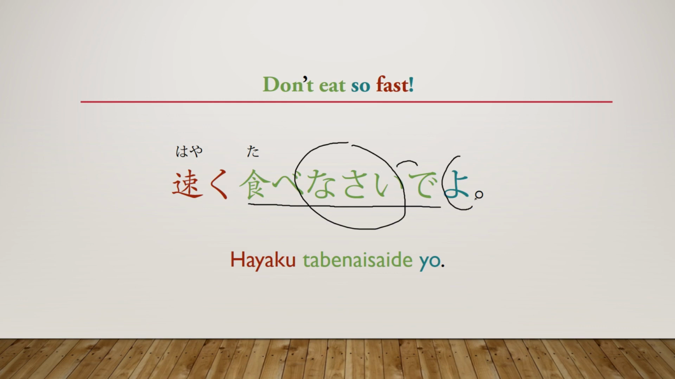And then the yo is going to make this command stronger. I don't know, maybe the child's been eating this fast the last 4 or 5 meals and the parent has to keep telling them not to, so they added a little more emphasis this time. Made it a little bit stronger, telling them not to eat so fast. And then the hayaku here just means quickly. So that is going to be quickly, do not eat. And that is going to be the end of today's lesson.